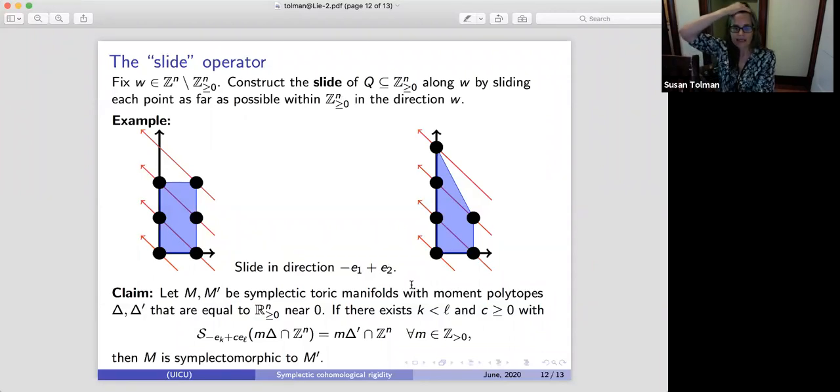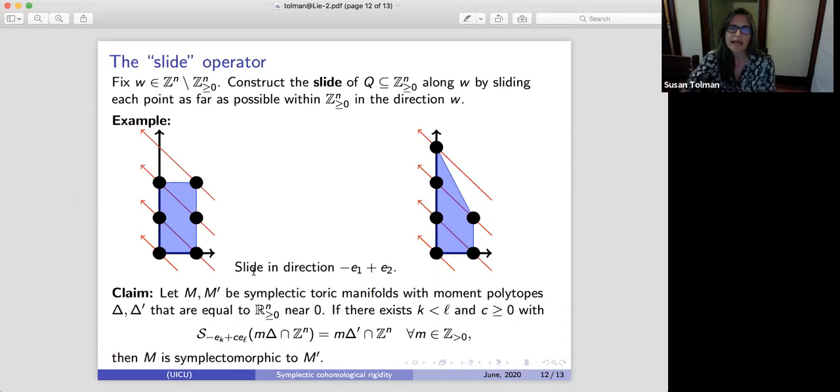And the claim is: let M and M prime be symplectic toric manifolds with moment polytopes delta and delta prime. I want them to be equal to the positive orthant near 0, just like we have here. If there exist K less than L and C greater than or equal to 0, so that if I slide delta, well, the integral points in a multiple of delta, but I think about it as sliding delta along the direction minus e_K plus C e_L, then I get delta prime. So I can get from one polygon to the other by sliding the integral points. If I can do that, then M is symplectomorphic to M prime.